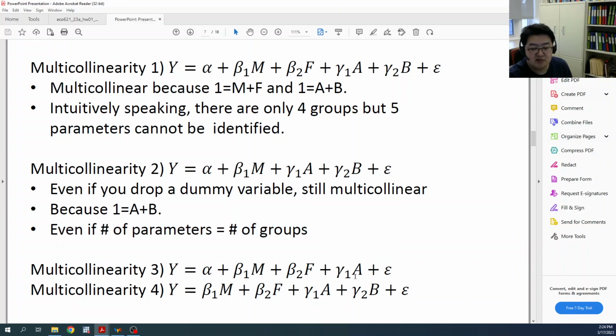Similarly, the same thing happens if you drop the intercept or another variable. So dropping one variable does not help because there are 2 multicollinearities. There are 2 multicollinearities, so you have to drop one from each group. By the way, then you may wonder why this equation has multicollinearity.